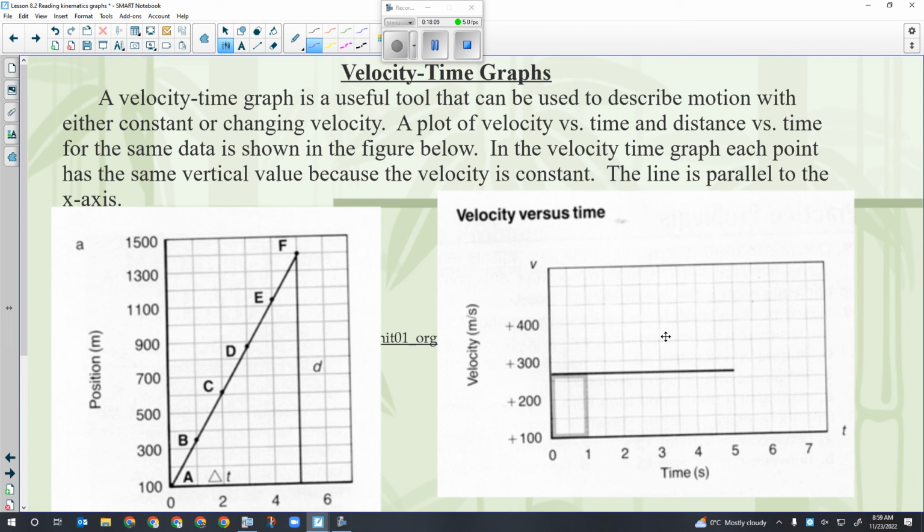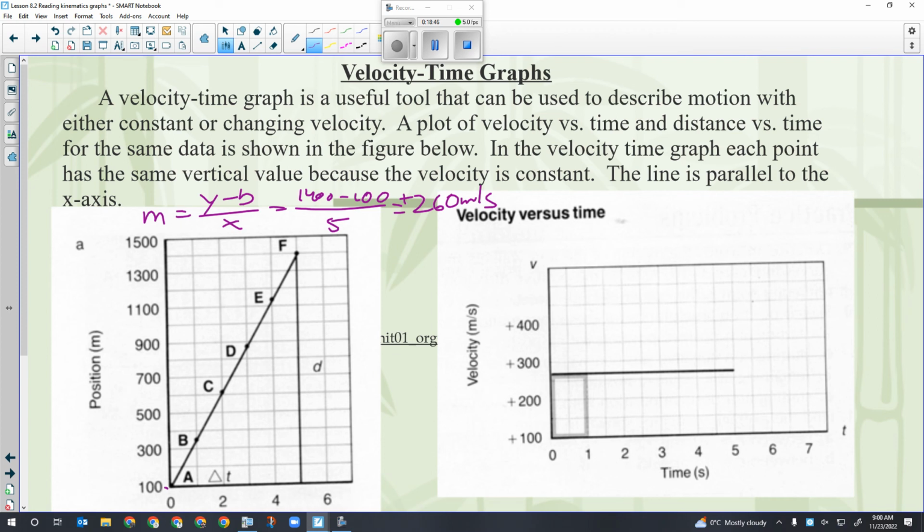Could I calculate the velocity of this object? Absolutely, right? I've got a nice linear line here, so I'm going to go m equals (y minus b) over x. This point is right on the line, and its value is 1400. The y-intercept is 100, and the time is 5 seconds. I believe that's 260 meters per second.